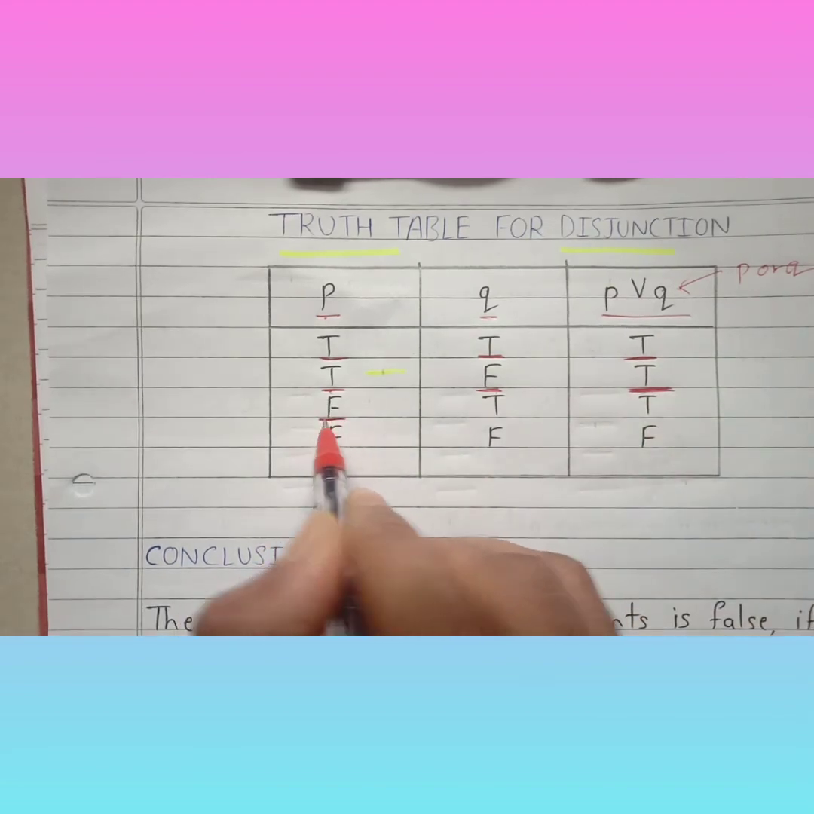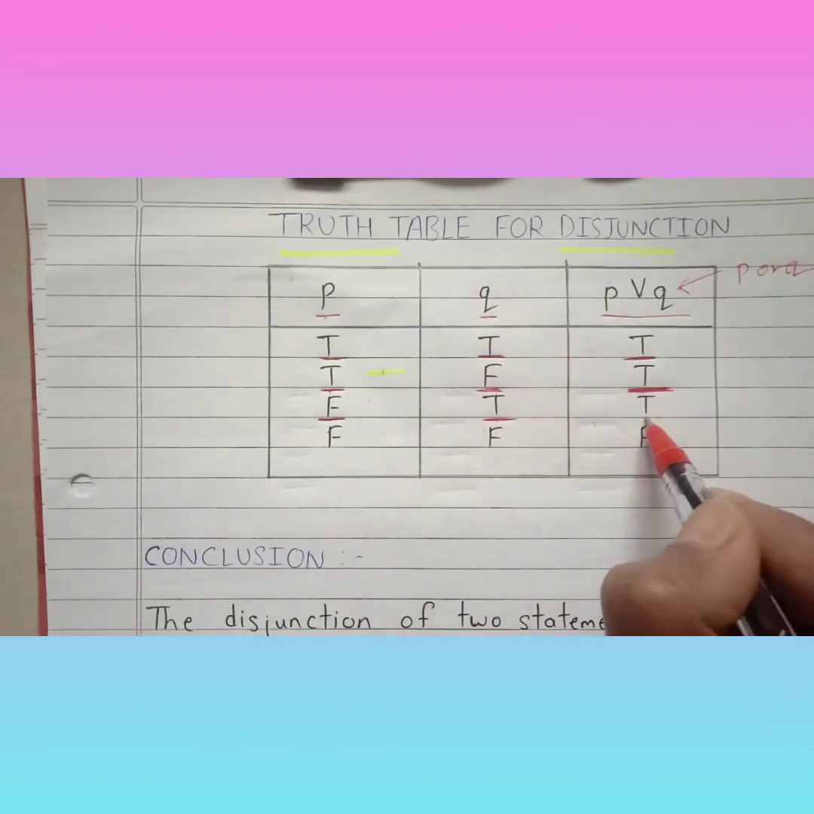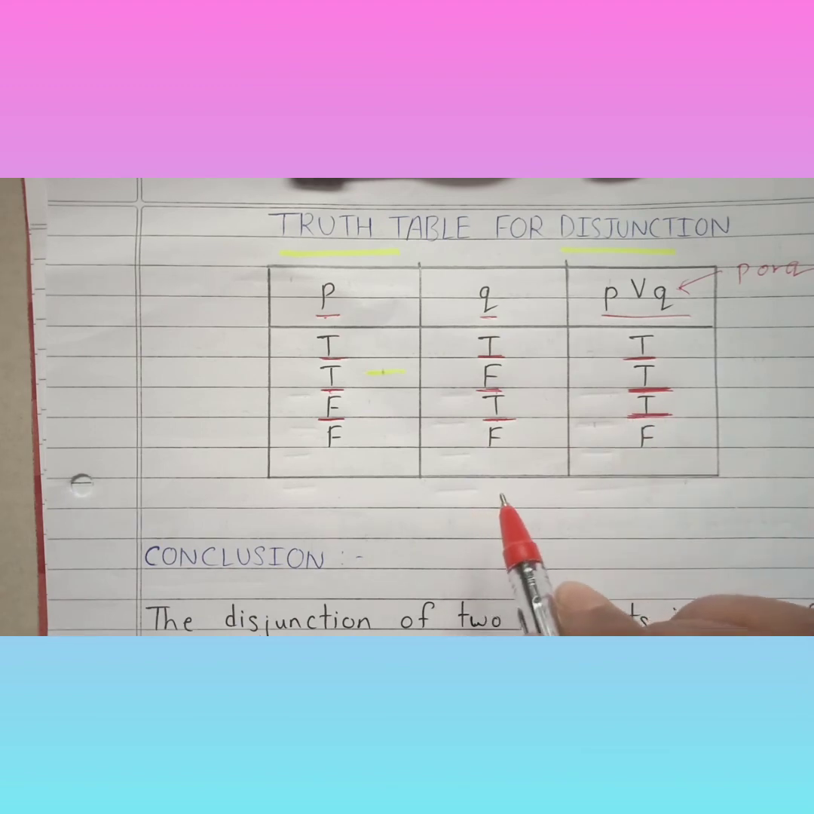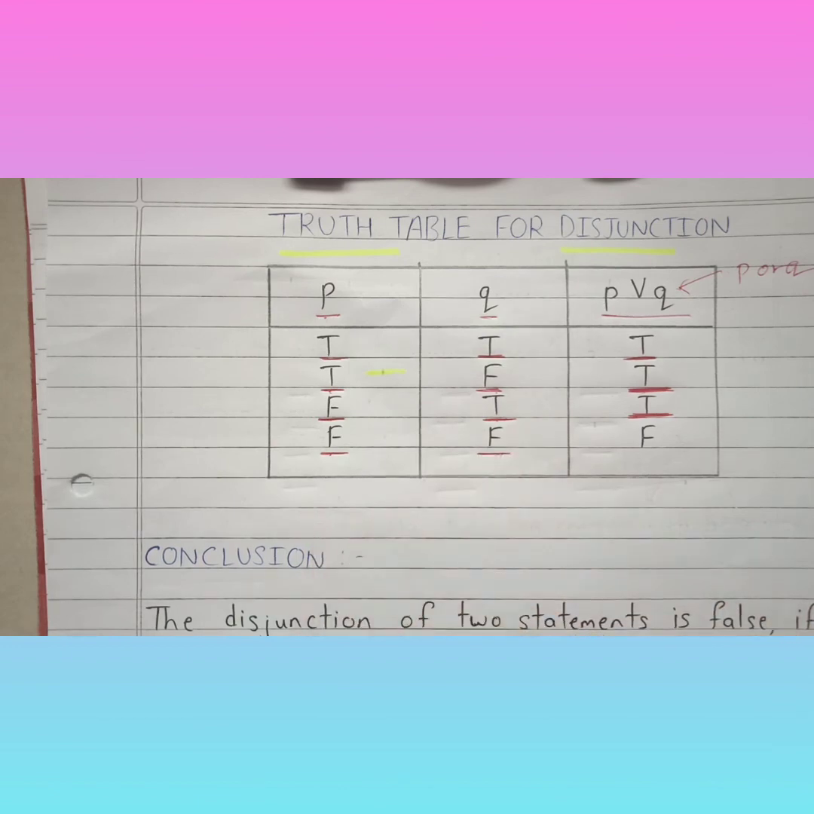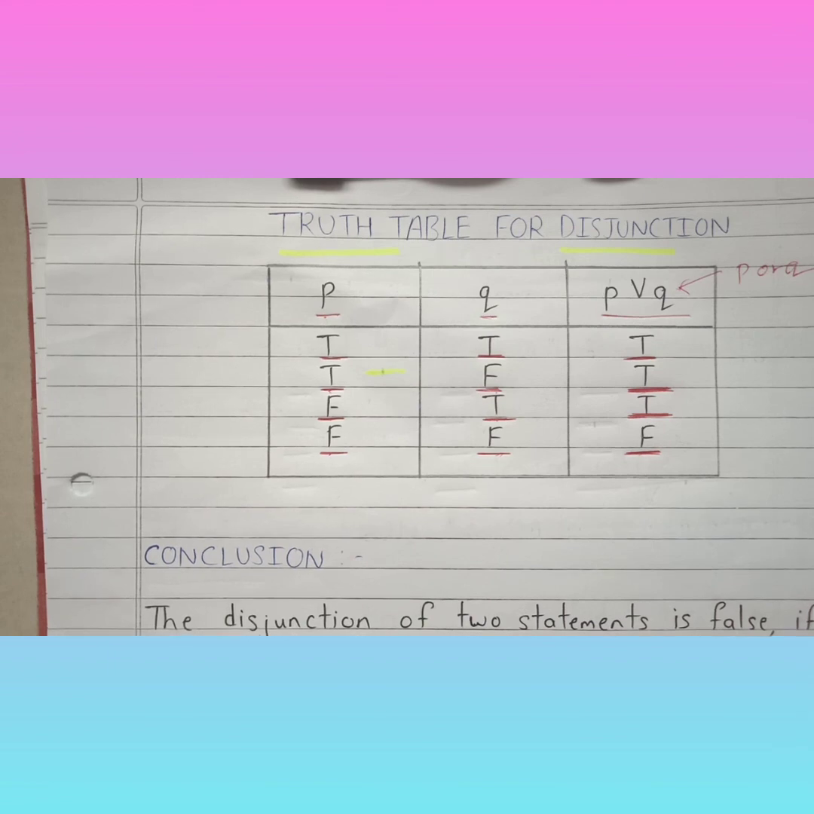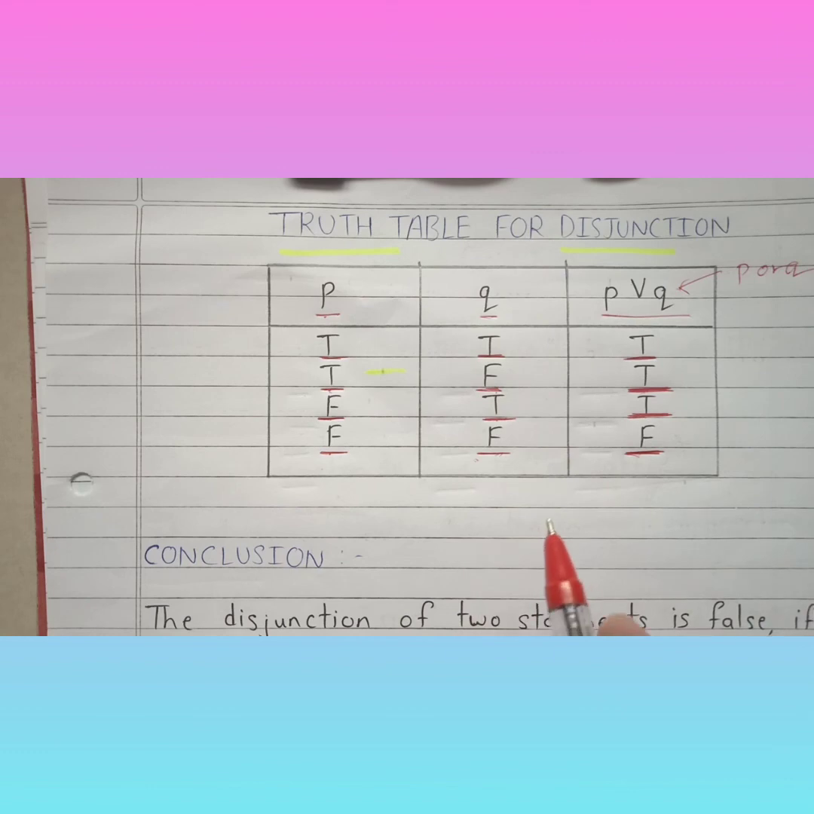Similarly, if P is false and Q is true, that means again one statement is true, this Q is true, so your P or Q becomes true. But suppose P and Q both are false. Then no one can help you, P or Q will become false. For example, in the previous example, suppose you don't have GPay and Paytm, then can you pay the amount? The answer is no, because they are offering you only two choices, GPay and Paytm, and you don't have either of them. So both are false, so P or Q also becomes false.